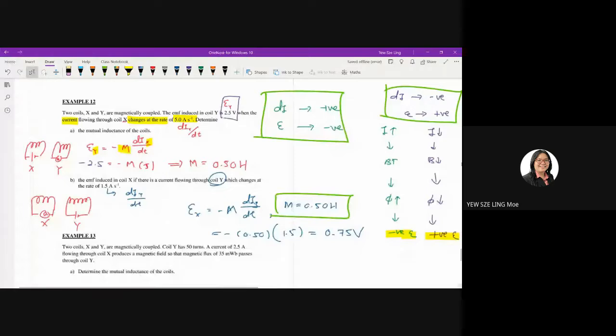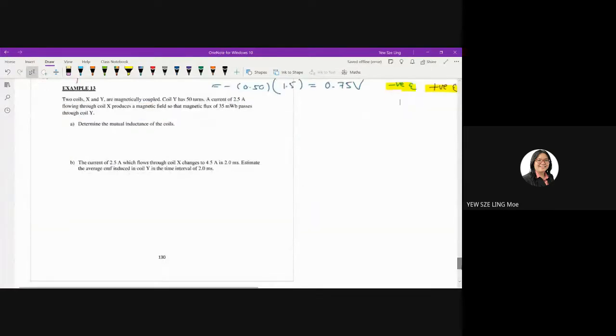So now let's look at the last question, example 13. Once again, you have two coils, coil X and Y, magnetically coupled. Coil Y has 50 turns, and a current of 2.5 ampere flows through coil X. So this is I_X. It produces a magnetic field so that a magnetic flux of 35 mWb passes through coil Y. So this is your flux Y.